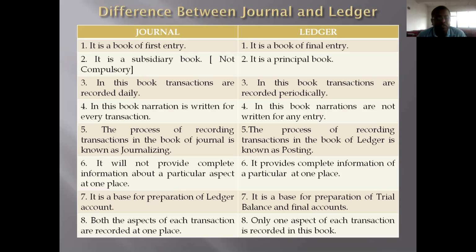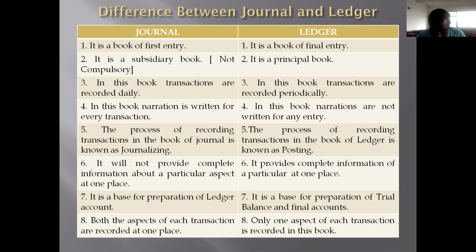Then the sixth one is, it will not provide complete information about a particular aspect at one place. Which one? Journal. Two aspects will appear at one place, that is fine, but you won't get to know the status of those aspects. Like you wish to know what is the cash balance. By seeing the journal, will you get to know the cash balance? No, because they won't appear at one place. But by seeing the ledger, you will get clear information about a particular aspect, because it provides complete information about a particular aspect at one place. Understood?